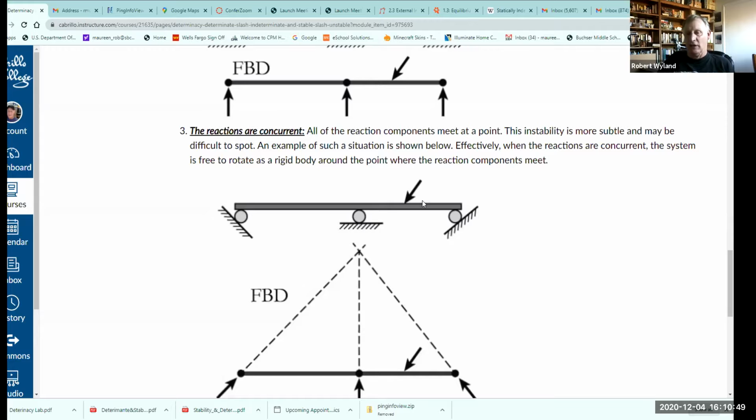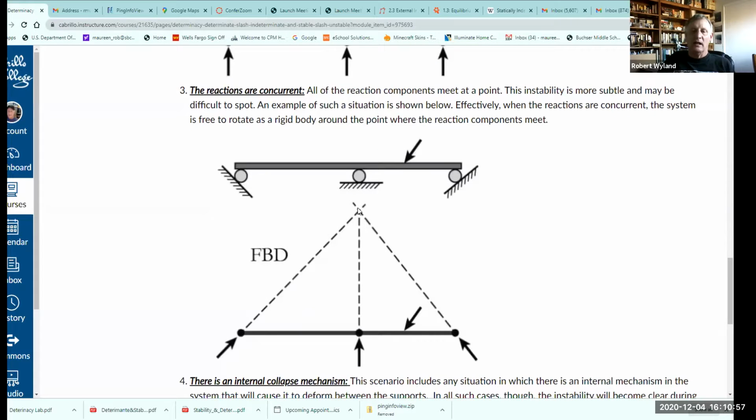And while it might stay where it is, you could try all kinds of different loading configurations and it would not be solvable. Just so you remember what concurrent is, that means that the line of action of the reactions all intersect at a point. And it's important to say line of action because it's not necessarily that the forces are all pointing in the same direction. I could have put this middle roller on top and it would have had the same effect as having it on the bottom. Again, all the lines of action would have intersected.